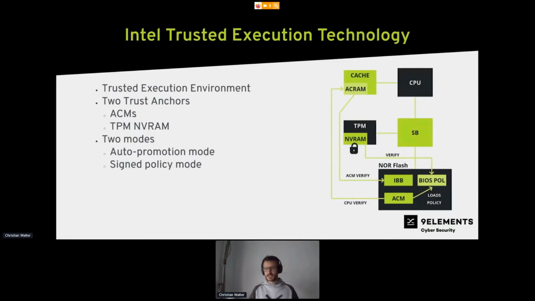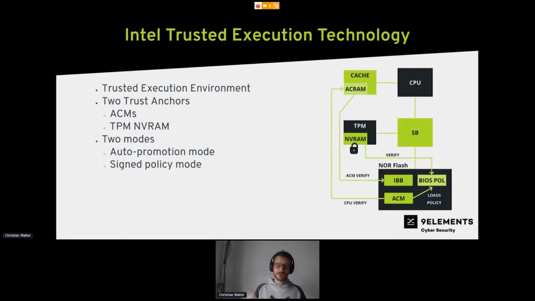Small recap about Intel TXT, right? Intel TXT sets up a trusted execution environment. It basically facilitates two trust anchors. The one is a TPM, or it needs a TPM on the platform. The other one is that it runs authenticated code modules, which are basically binary blobs, and they need to be trusted. So you've got two trust anchors here that you're working with. One is the ACM, the other one is the TPM.